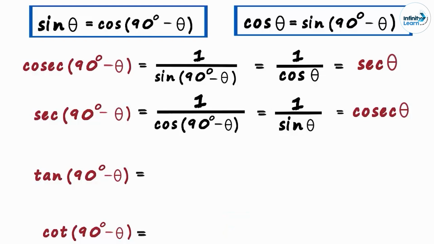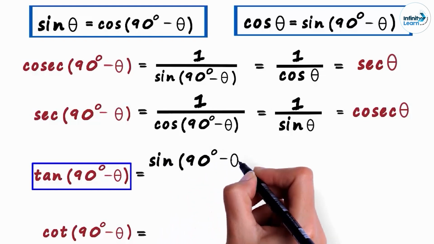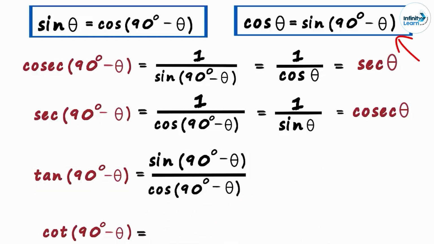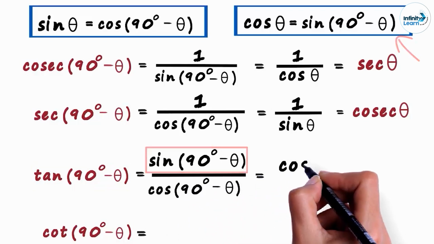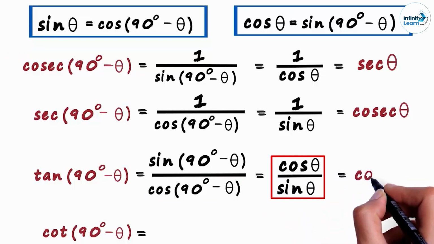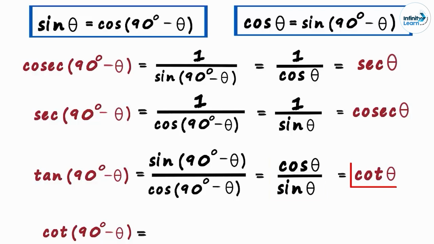Let's see how simple it is. This can be written as sin 90 degrees minus theta by cos 90 degrees minus theta. From this equation, sin 90 minus theta can be written as cos theta. And from this equation, cos 90 minus theta can be written as sin theta. This looks familiar. Cos theta by sin theta is cot theta. The cotangent of any angle equals the tangent of its complementary angle.